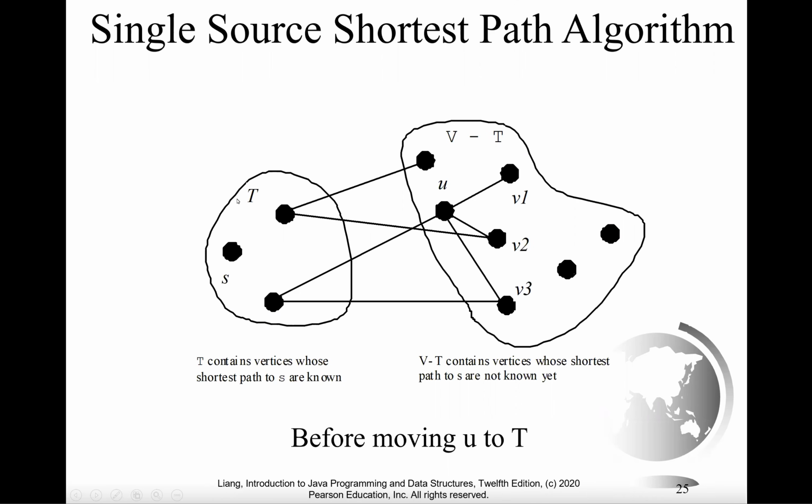diagram here. So this is the T. So here's the source. So we need to bring a vertex from this V minus T to T. So which one we're going to bring? We bring the one that has the shortest distance to S. All right, so let's see, we're going to bring U here. And after you bring U here, you can look at all the neighbors of U that is not in T and see if we need to adjust their cost.